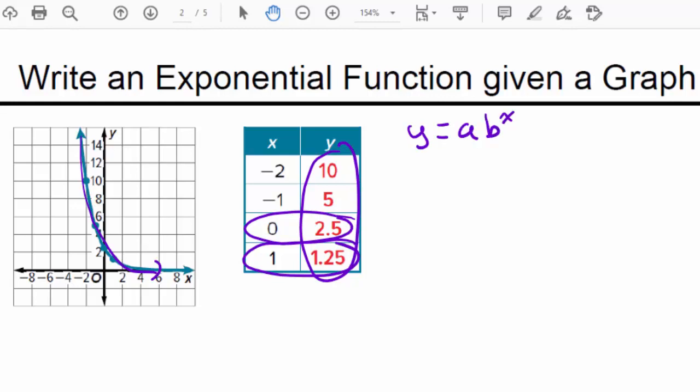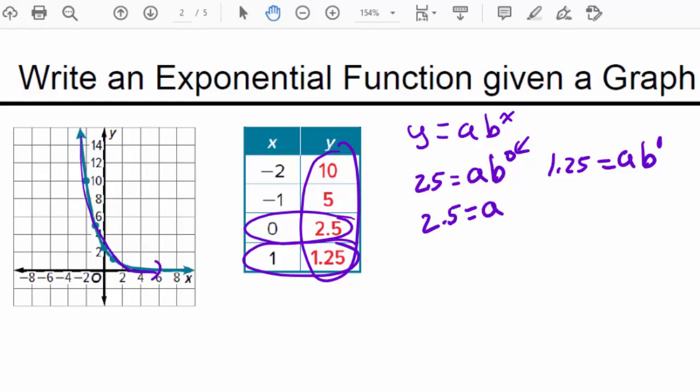So the first one is, let me do a 0 power. So that would be 2.5 for y, with x equals 0, equals a times b to the 0. And the second one is going to be 1.25 equals a times b to the first power. Now, since this one on the left-hand side has a 0 power, b to the 0 power is 1, so 1 times a is a. So we end up with the y-intercept, which is the a value here, of 2.5. The reason for that is because of that 0 power.